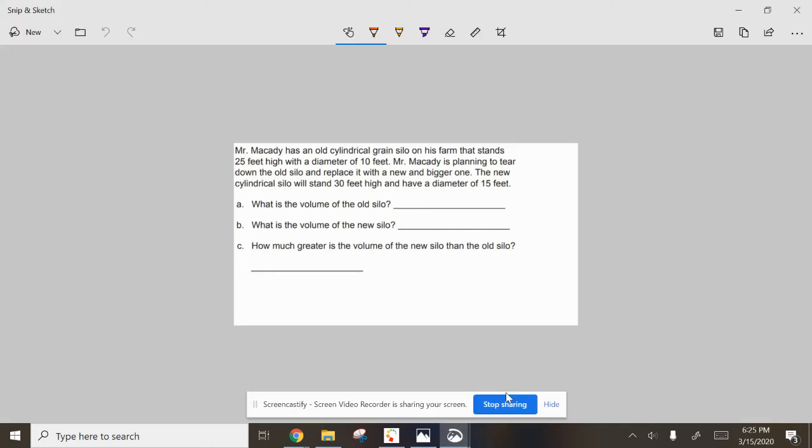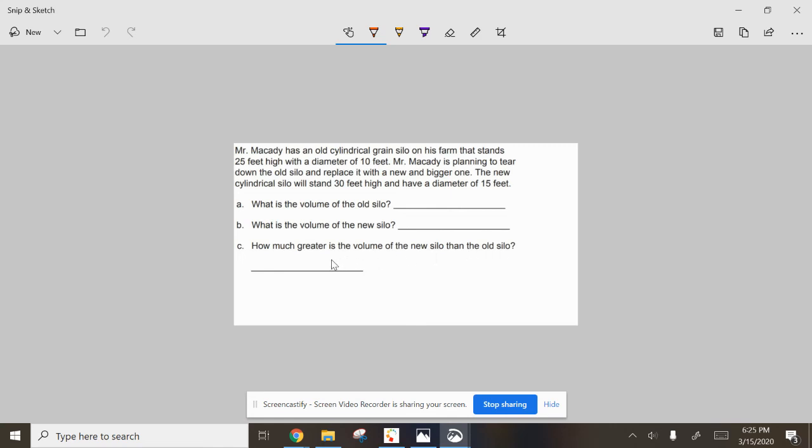All right, let's look at this last one here. Mr. McCady has an old cylindrical grain silo on his farm that stands 25 feet high with a diameter of 10 feet. Mr. McCady is planning to tear down this old silo and replace it with a new and bigger one. The new cylindrical silo will stand 30 feet high and have a diameter of 15 feet. What is the volume of the old silo? What is the volume of the new silo? How much greater is the volume of the new silo than the old silo?